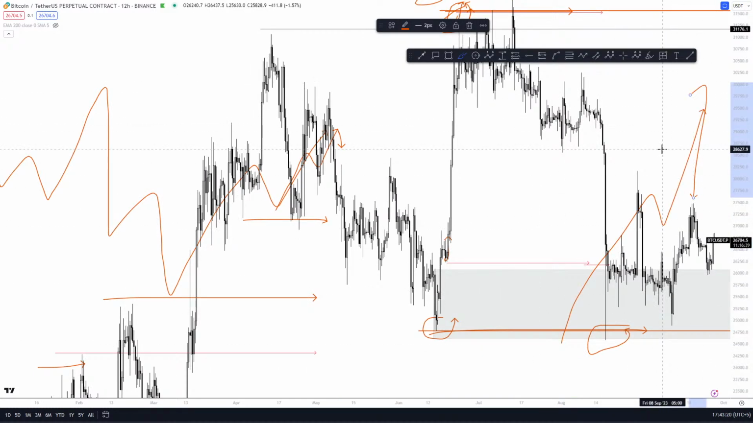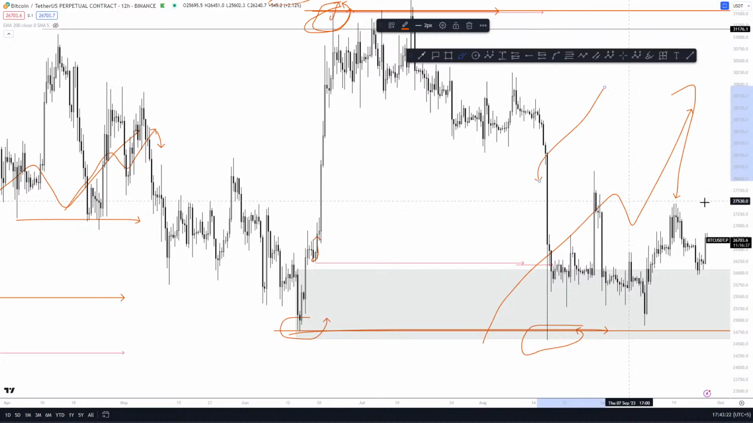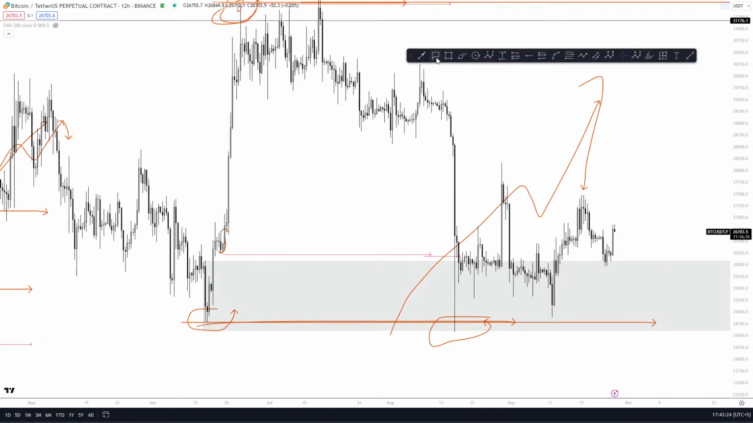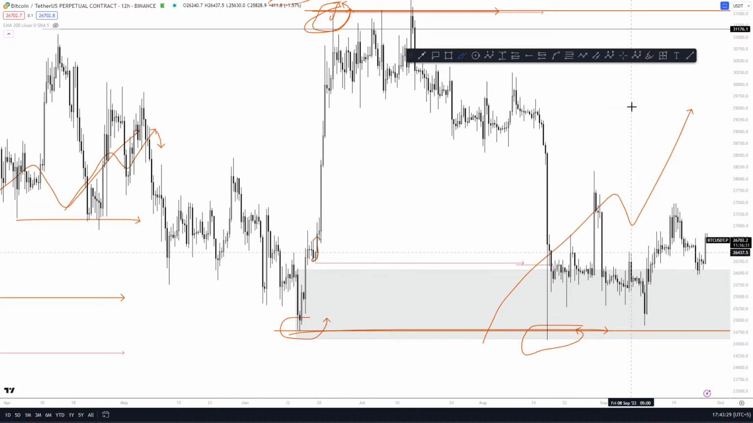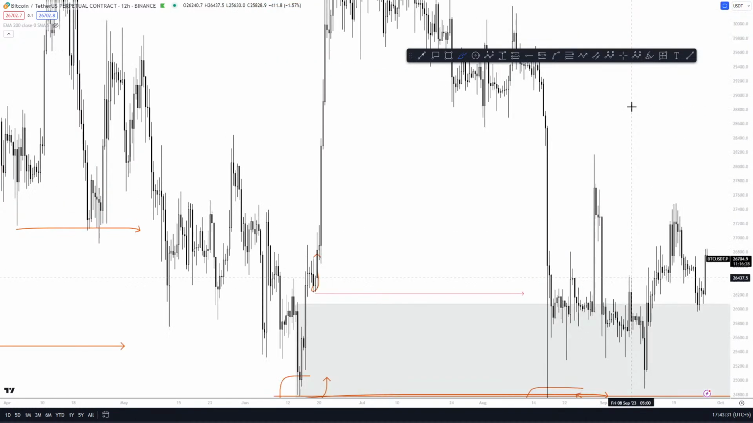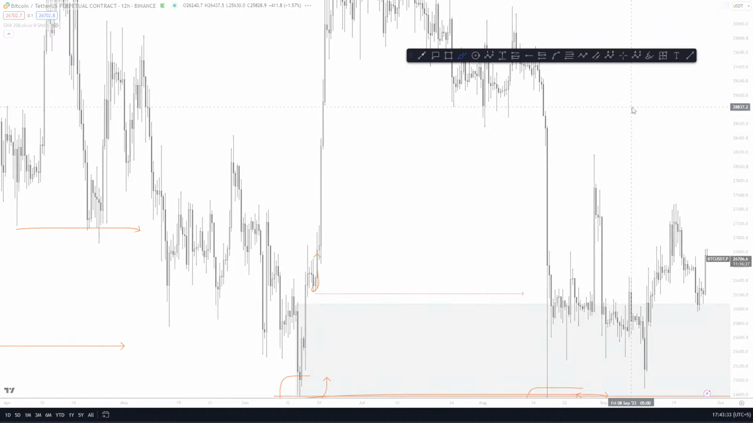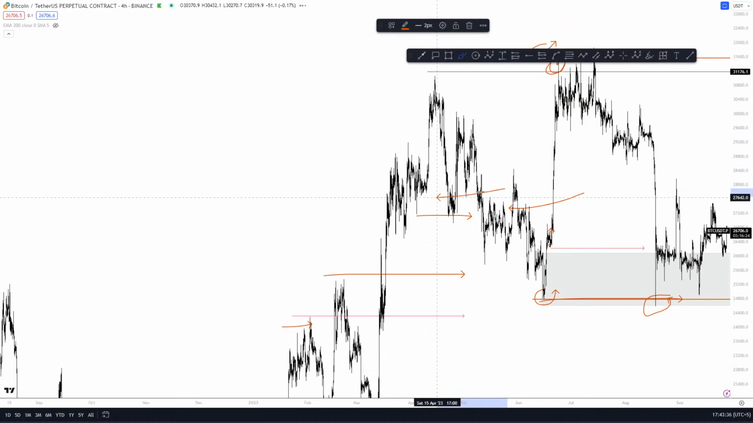Why? Because the high time frames are bullish, and if you move over here, let's count the shifts. You can clearly see that we are in a bearish trend, with only one shift. So fine, just skip that 12-hour time frame.